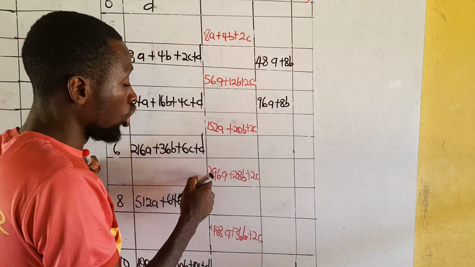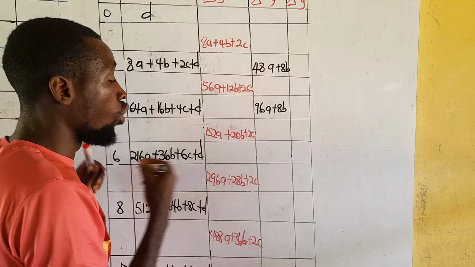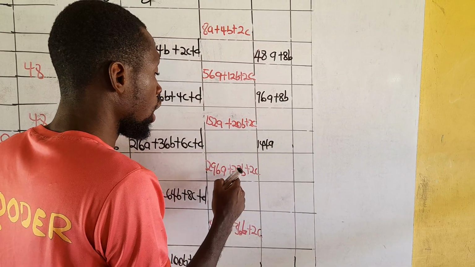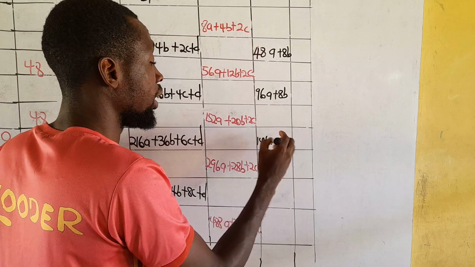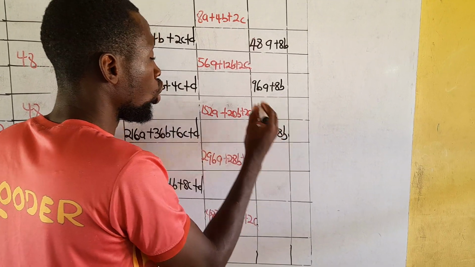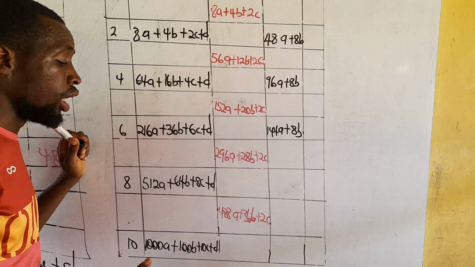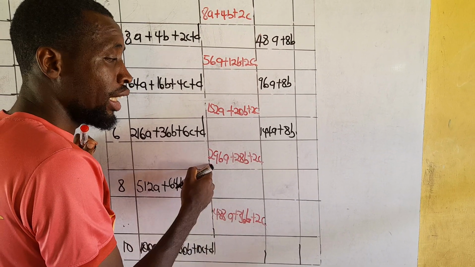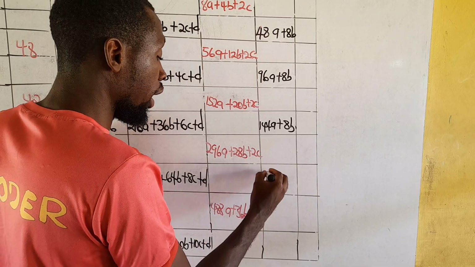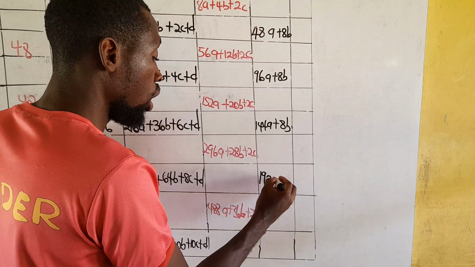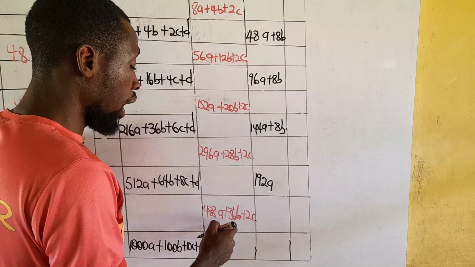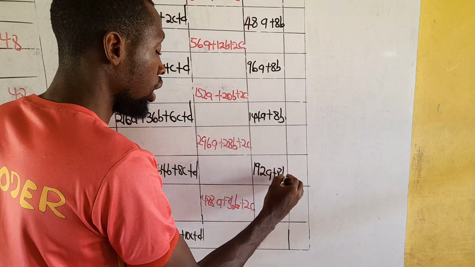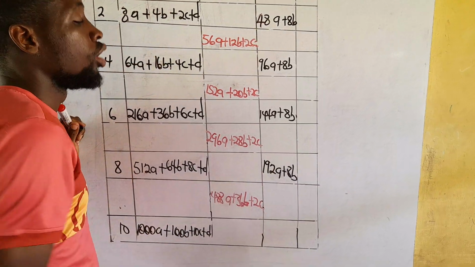We subtract this one. 296 minus 152 will give us 144a. Then 28b minus 20b will be 8b. 2c minus 2c again is 0. Then 488a minus 296a will give us 192a. Then 36b minus 28b will give us 8b. Then 2c minus 2c will be 0.